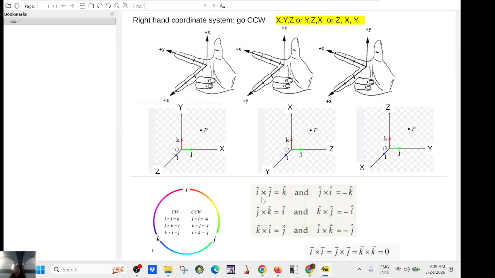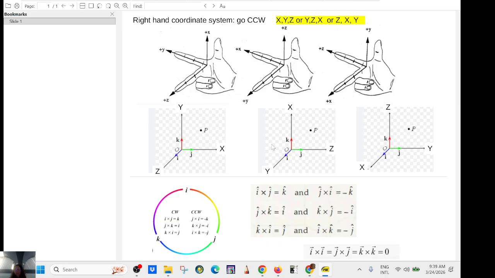This PDF here, you will find it in Dropbox. It's going to help you for vector calculus, if you didn't take it yet. You see, it has to be this way: if X is this way, Y is that way, Z is this way. You have to use your three fingers, X, Y, Z. So it's a right hand coordinate system.